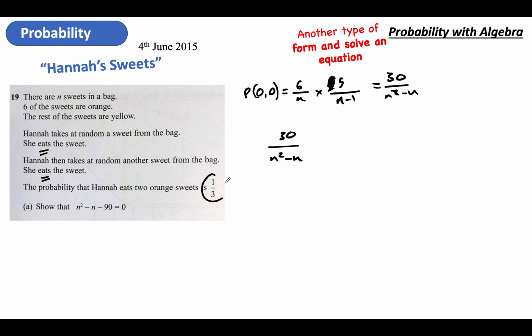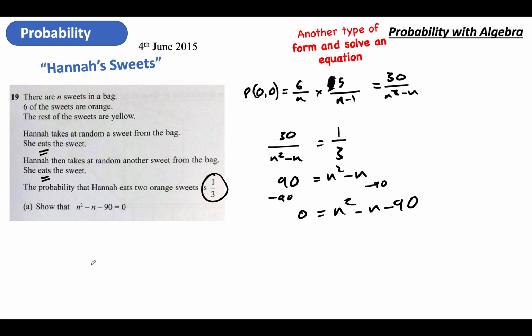But it also tells you that the probability of the 2 orange sweets is 1/3, so you write that as a third. And do what we did before. Let's do that thing where we do a bit of cross multiplying. Let's times both sides by 3 to get rid of that denominator, and times both sides by n squared minus n to get that denominator. Easy, just take away 90 from both sides of your equation. 0 equals n squared minus n minus 90, right? Compared to what we've just been doing, that's really easy. And yet people found that really hard in the exam, and it literally was in the news for about 3 days at the time.